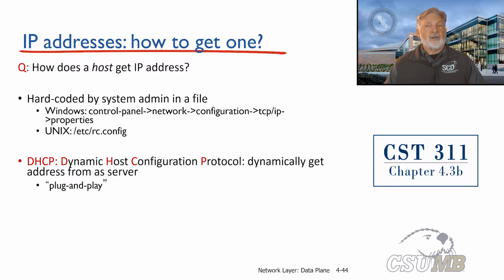In a Windows-based operating system, for example, you can open the control panel and in the network configuration go to TCP/IP properties and set the IP address. In Unix, the entry can be made in the /etc/rc.config file. But the IP address can also be assigned automatically using a protocol called DHCP, which is the Dynamic Host Configuration Protocol. Most of you are probably very familiar with this.